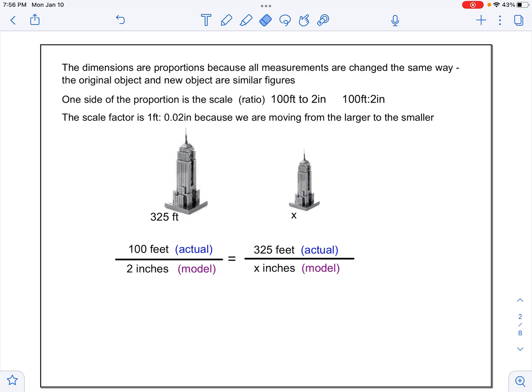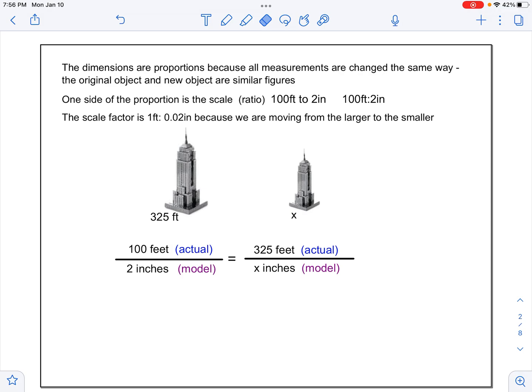So the scale factor is 1 to 0.02 inches. Because we're moving from larger to smaller, the scale is actually going to cut that large dimension down because you have to make it smaller so you can fit it on your kitchen table or whatever. So basically what this is saying is for every foot on the actual building, you get 2/100ths of an inch on the model that you're building. So that's going to be something that shrinks down. So we can use that information to find missing measurements.